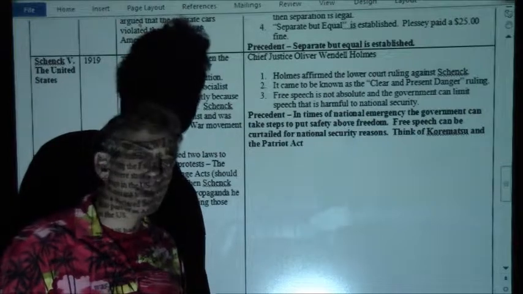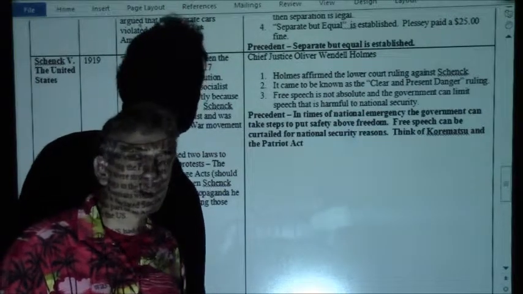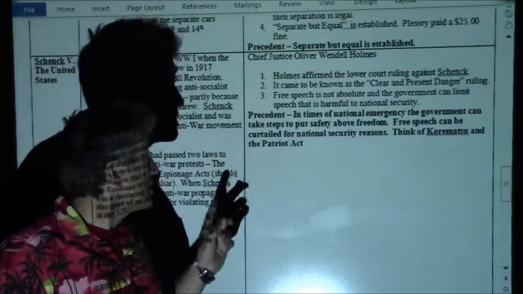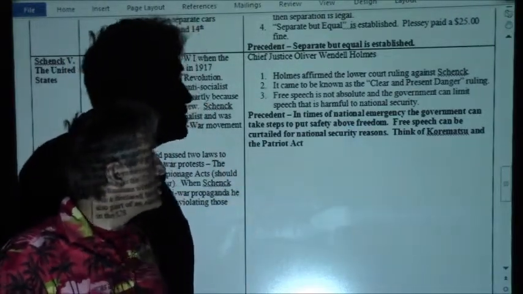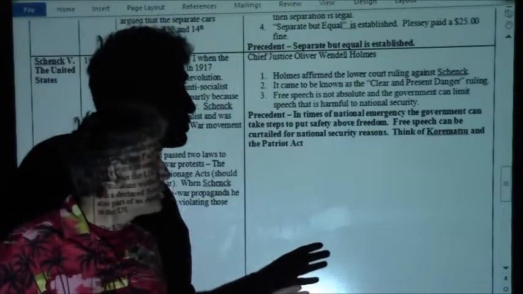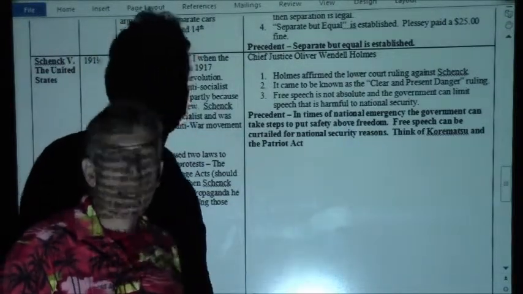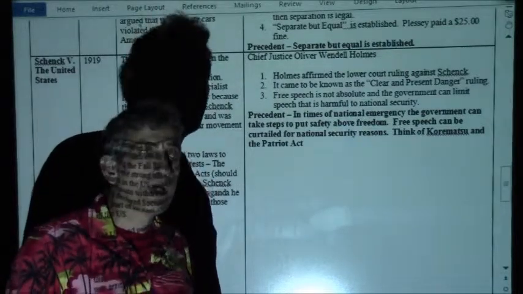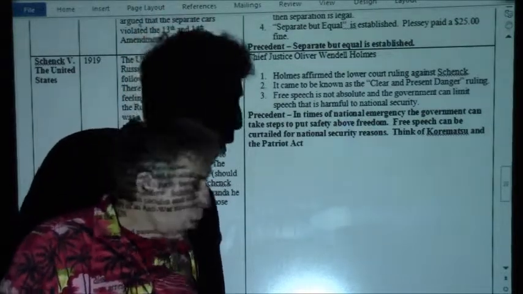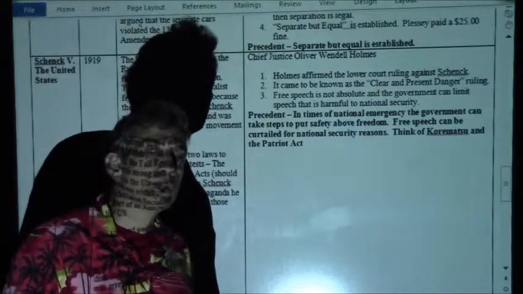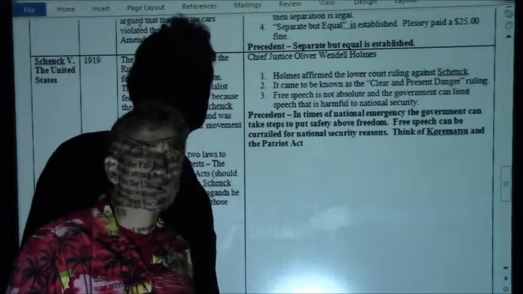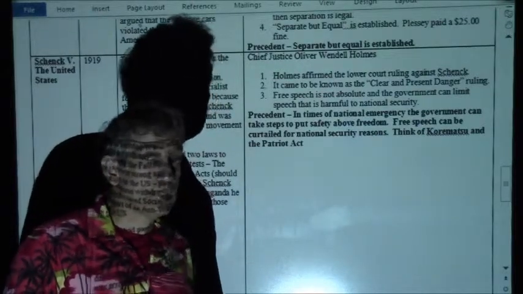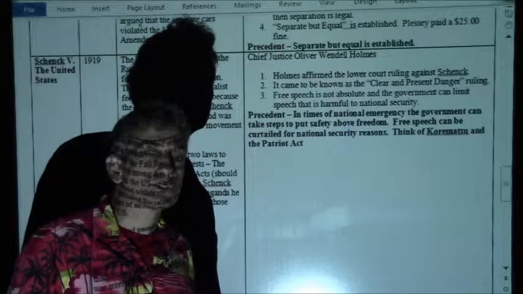Recent examples are, for example, the Patriot Act, and during World War II, certainly Korematsu. So in times of national emergency, the government can take steps to put safety above freedom. Free speech can be curtailed for national security reasons. Think of Korematsu, as I said, and of the Patriot Act as more modern examples, if you like. So that will become the precedent for all future cases. To this day, it still holds that in times of national emergency, the government has extraordinary powers, and our freedoms are never absolute, and certainly not absolute during times of national emergency.